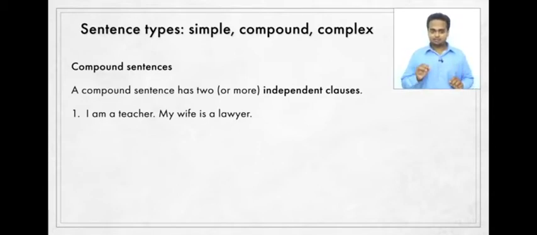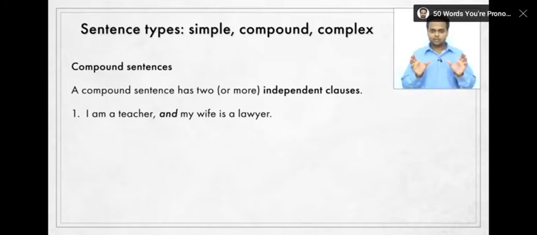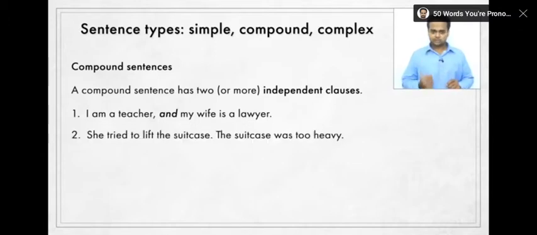Instead, we can combine them like this. I am a teacher and my wife is a lawyer. This sounds much better, and now we have one compound sentence with the two independent clauses connected by the conjunction and. Here's another example. She tried to lift the suitcase.